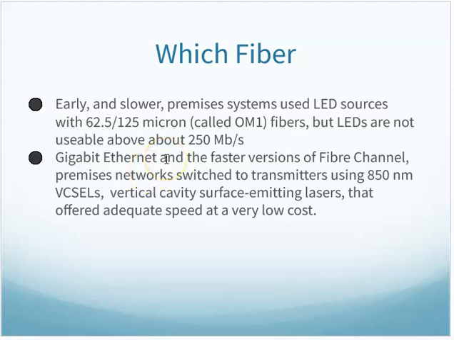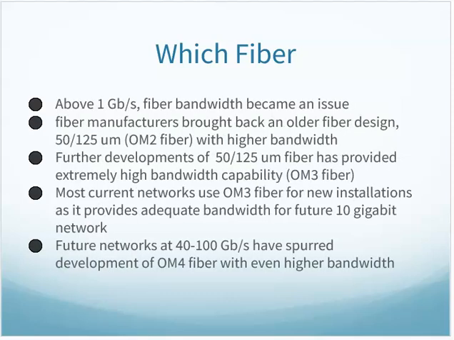Earlier, slower premise systems used an LED light source with OM1 fiber, but they found out LEDs were not usable above 250 meg. So as we moved into gigabit, faster versions needed to be used. That's where they started using VCSELs, vertical cavity surface emitting lasers, that offered enough of the bandwidth, if you will, with that fiber.